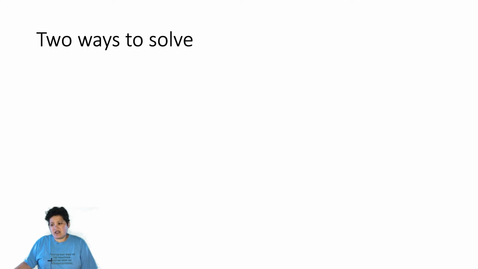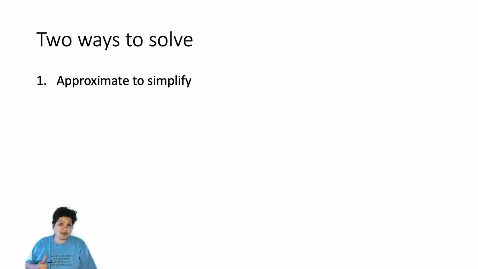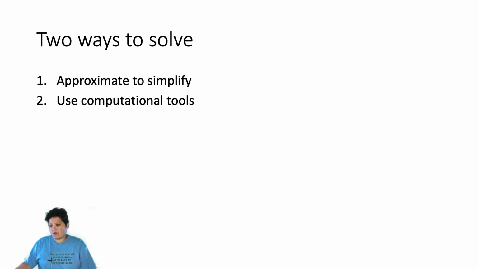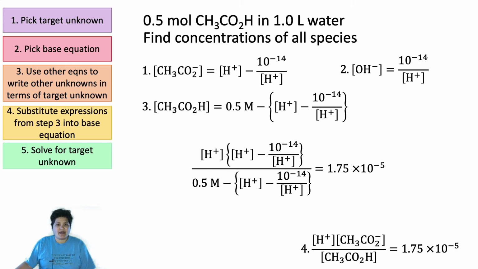And in general, the 2 ways you can solve this are first approximate to simplify, and that's what we're going to be doing in this video. And the second is to use computational tools. So what we're going to do is we're going to make some approximations. The approximation we're going to make regards OH minus. OH minus is going to be very small in comparison to everything else. And so if you're adding it or subtracting it from anything else, just ignore that.